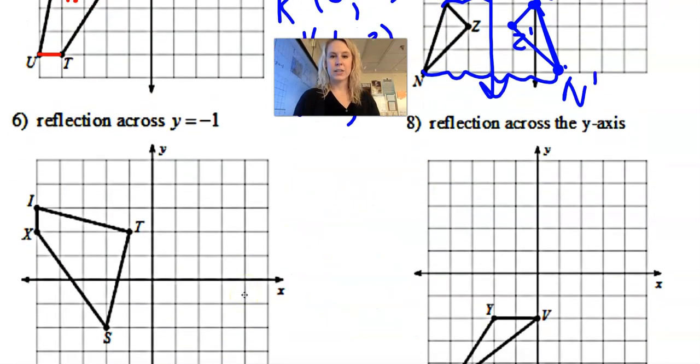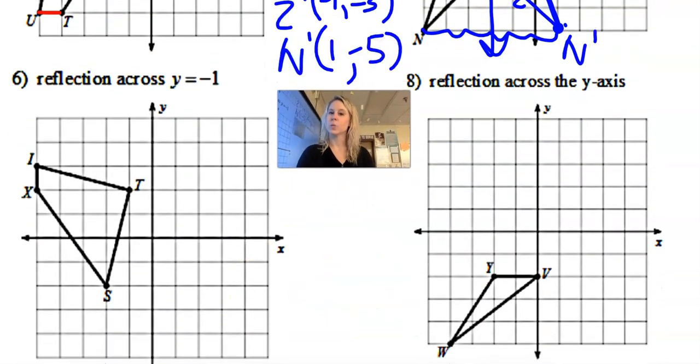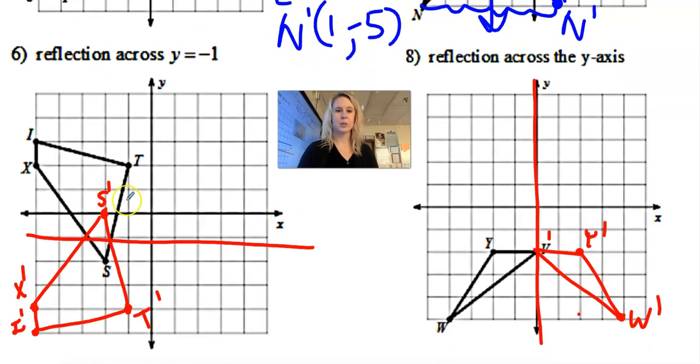All right, y'all try 6 and 8, and then we will be done with reflections. Press pause, try them on your own. On number 6, your line went through your shape. It was a horizontal line because it had to hit the y-axis at a -1. S was the only one that flipped above. The rest flipped below. That's your answer.